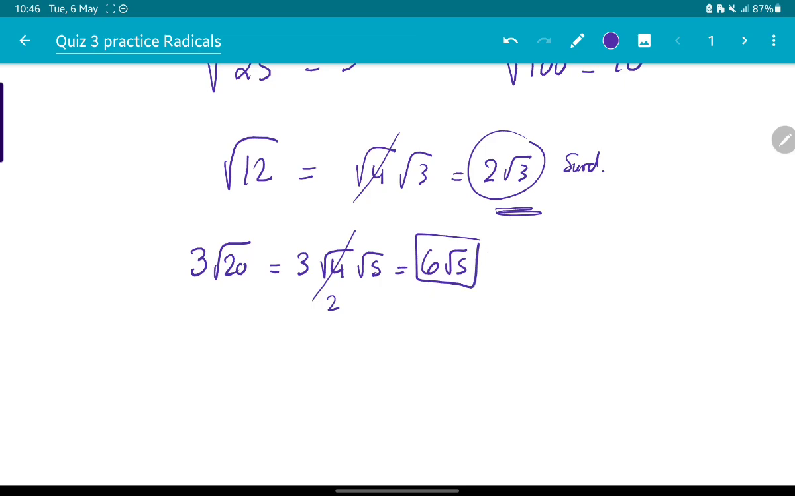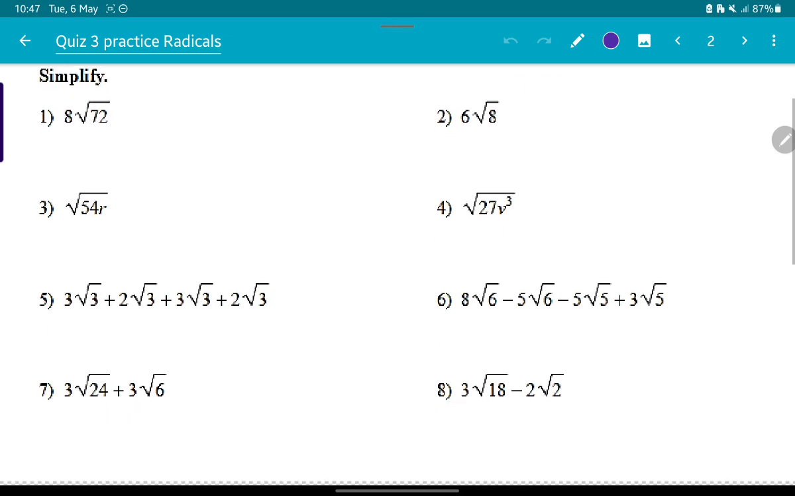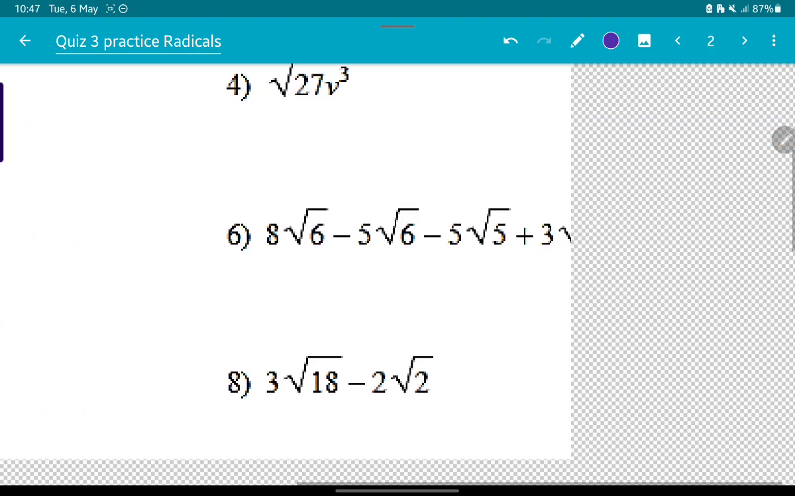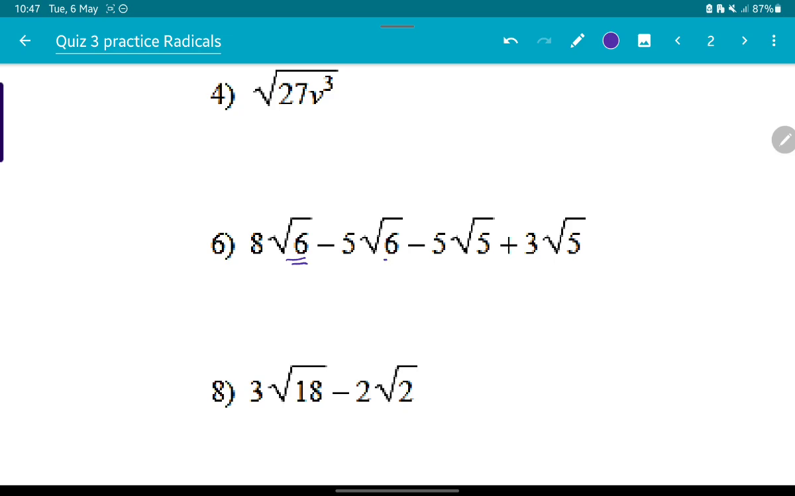We can add or subtract, multiply or divide radicals. For example, in this one, 3 root 3 plus 2 root 3 plus 3 root 3 plus 2 root 3: 3 plus 2 plus 3 plus 2 is 10 root 3. Here we have 6 root 6 minus 3 root 6... 8 minus 5 is 3 root 6. Combine like radicals. Negative 5 plus 3 is negative 2 root 5. This is the final answer.